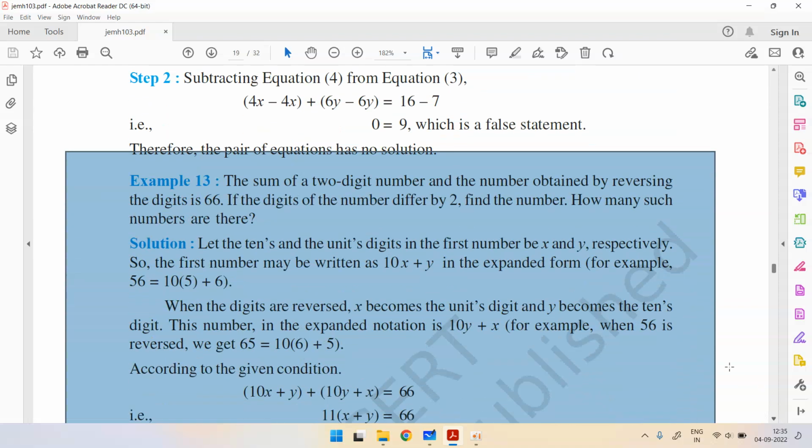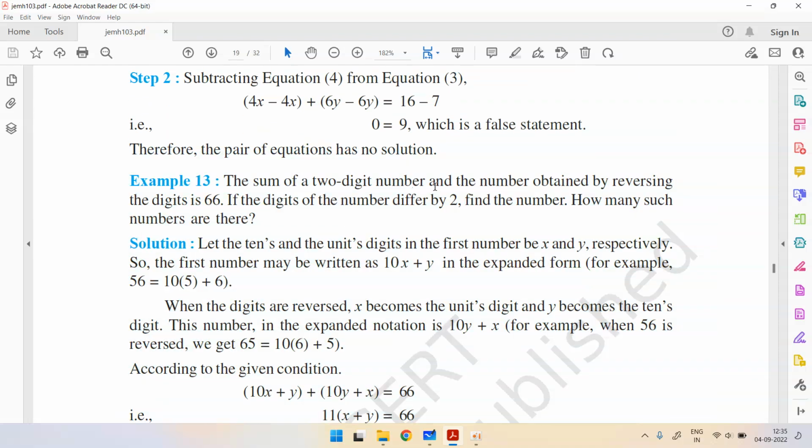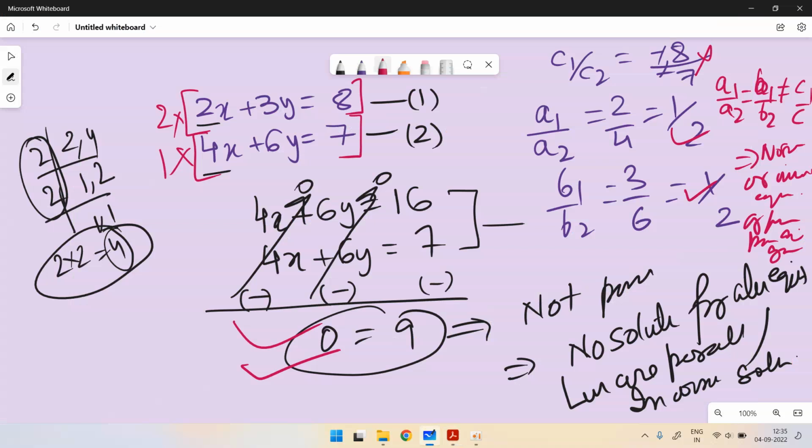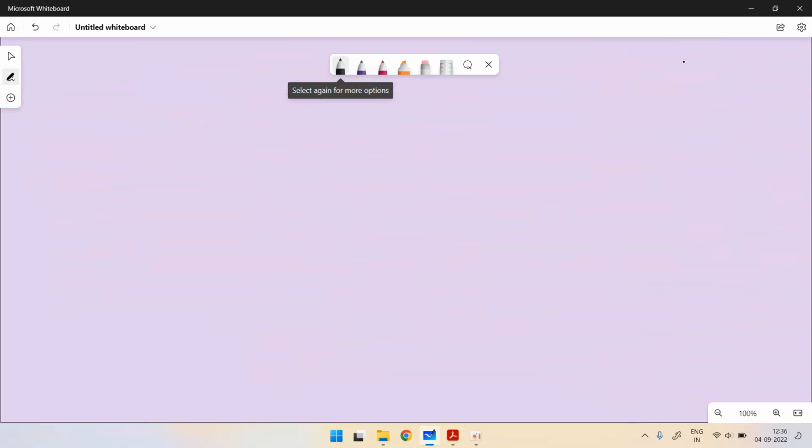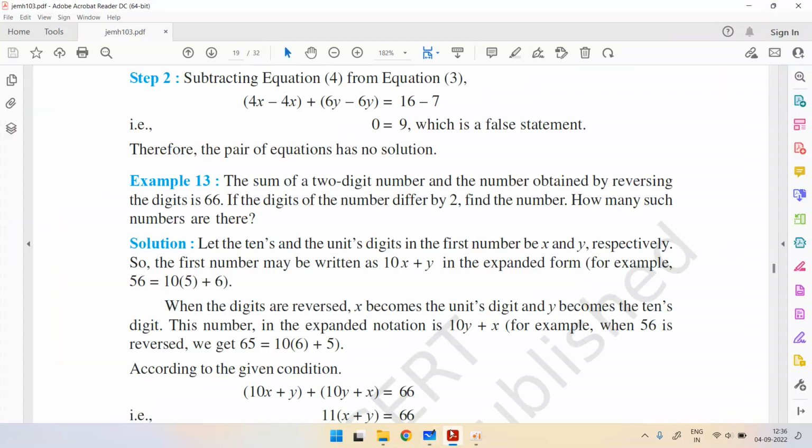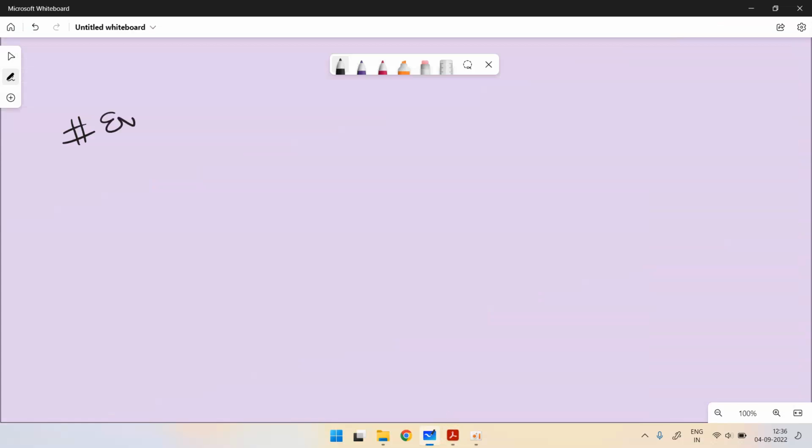Now example number 13. It says that the sum of a two-digit number and the number obtained by reversing the digits is 66. If the digits of the number differ by 2, find the number. How many such numbers are there? This is a good question. You need to apply the basic concepts, but you need to apply certain limits.